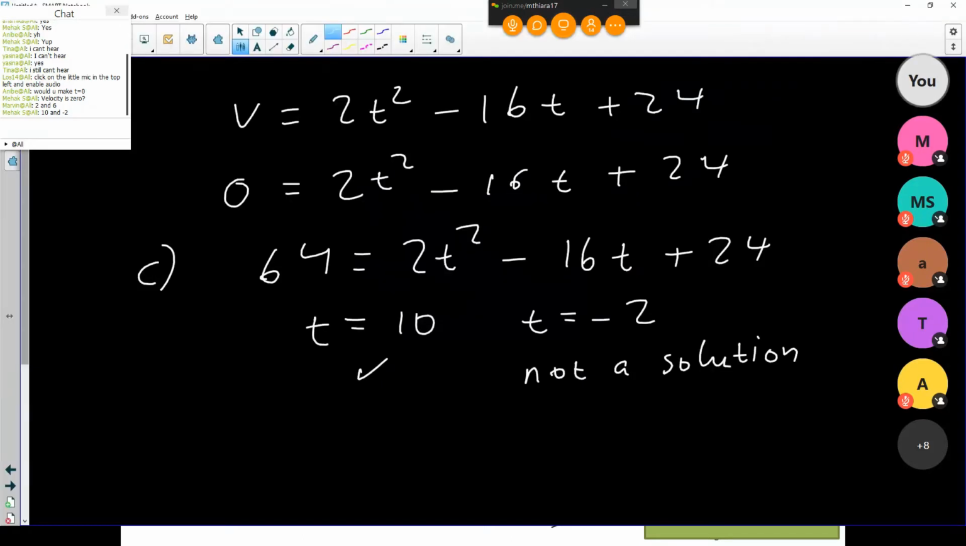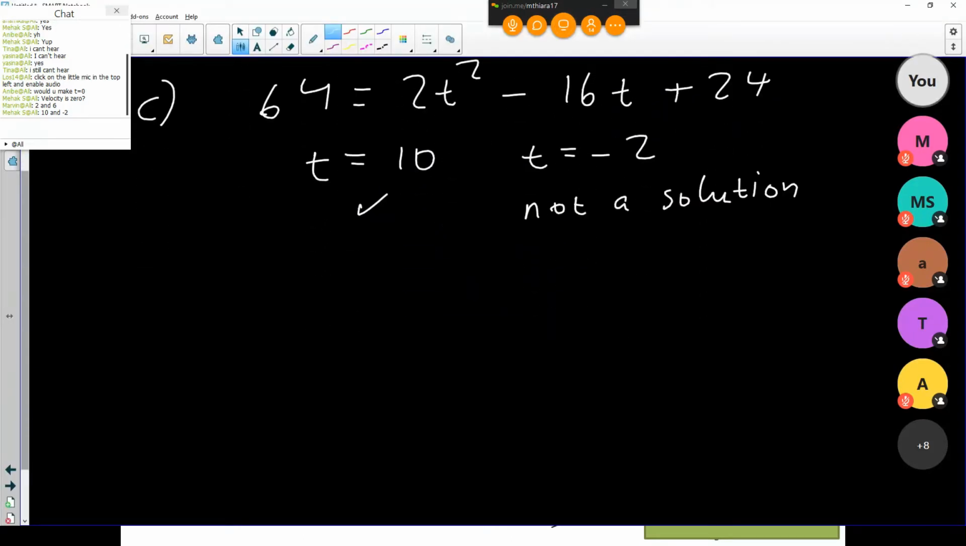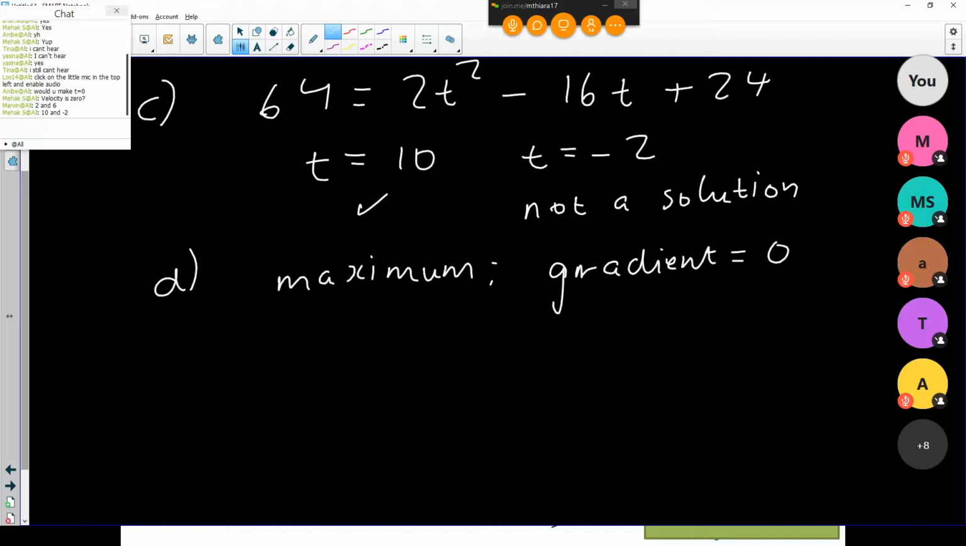Now, whenever it says greatest, in my mind there is essentially a maximum. The word maximum comes to mind. Maximum, we know from your pure stuff, is when the gradient is equal to 0. So here, I know that v is equal to 2t squared minus 16t plus 24. And I want the maximum v.